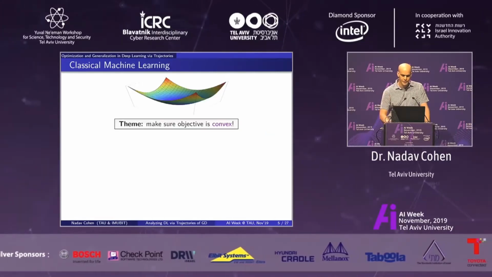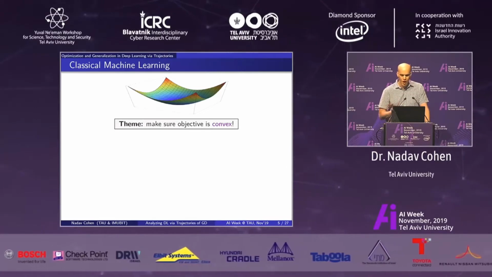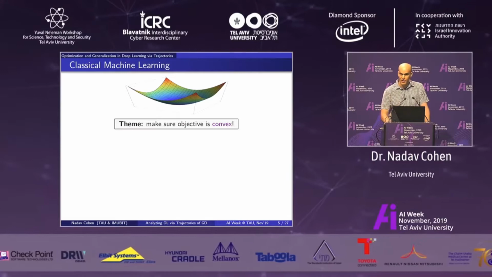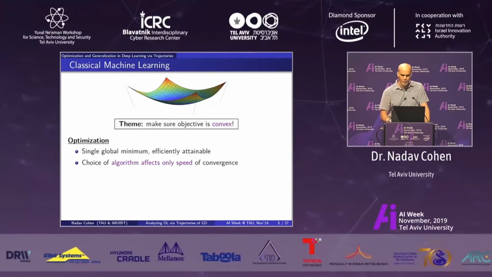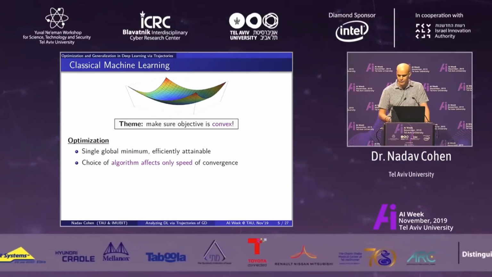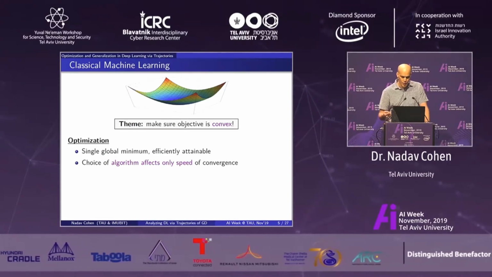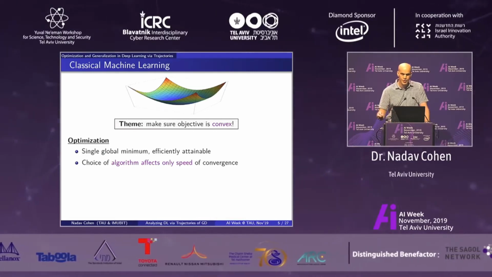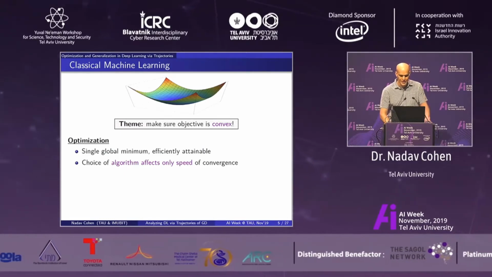Let's reflect on that. In classical machine learning, typically we choose problems and models in a way that the training objective will be convex. That means that there's typically just one global minimum, and it's efficiently attainable. You could reach it efficiently using various algorithms. The choice of which algorithm to use mainly affects the speed at which you converge. It doesn't affect the final solution that you will get to. The final solution is the global minimum.